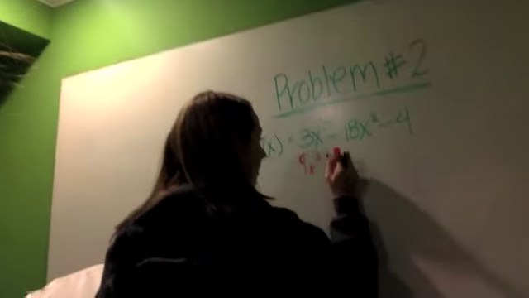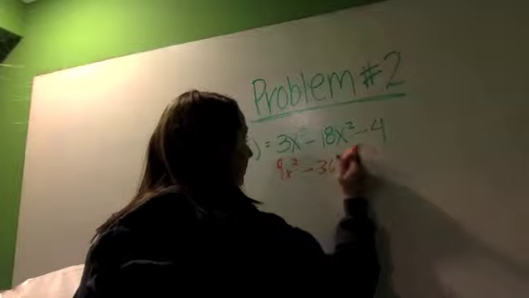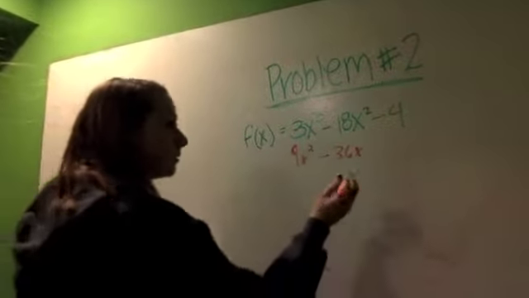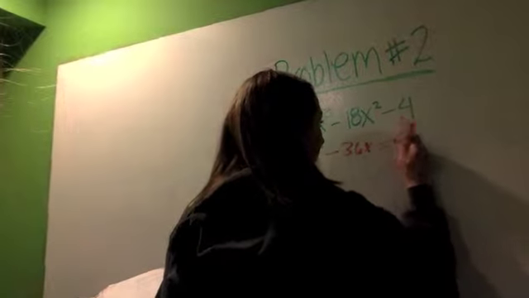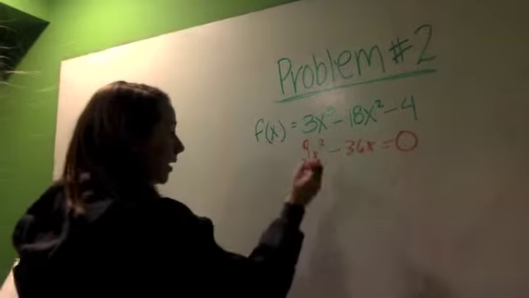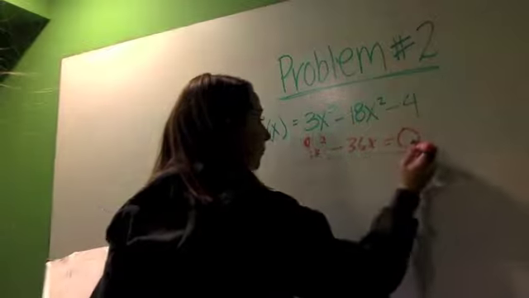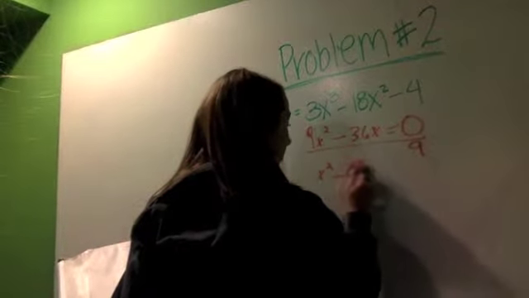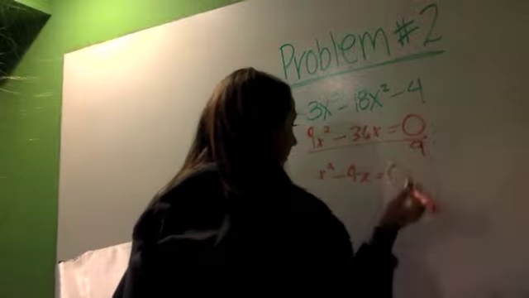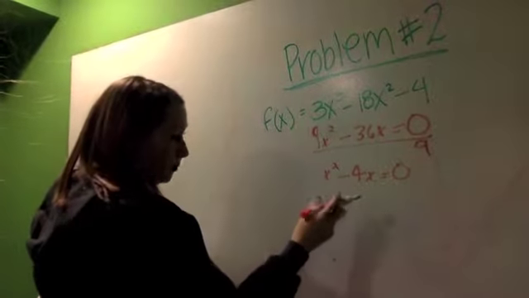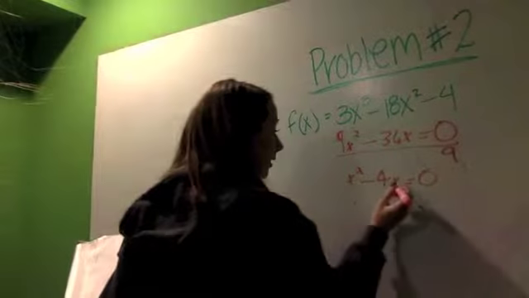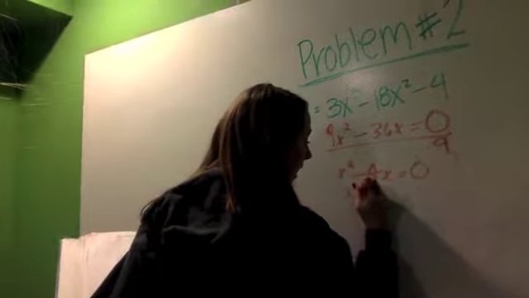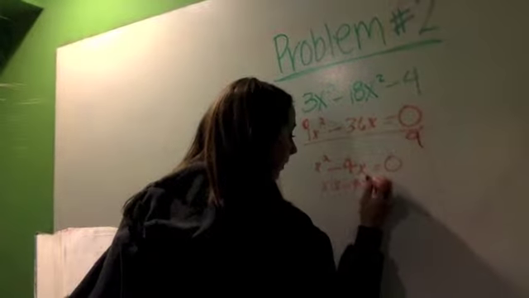x squared minus 36x, and then you set it equal to 0 to find one of your x values. Then divide everything by 9 so you can get rid of that. So then it would be x squared minus 4x equals 0. To find more points, you can just take an x out of the equation. So it's x times x minus 4 equals 0.